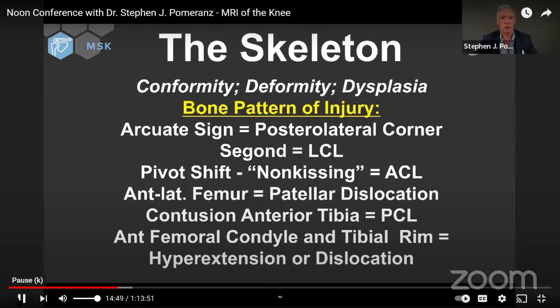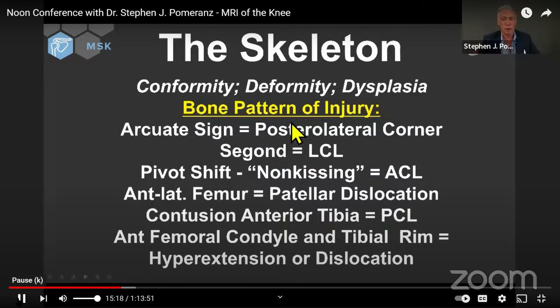And turn our attention to the skeleton. When I look at any joint in the body, the first thing I do, I don't drill into the case right away. I sit back and I look at the shape of the joint. I look for conformity. How does one part of the joint fit into the other? I look for deformities. I look for dysplasias. And I differentiate deformities from dysplasias in that some may be acquired, some may be congenital or developmental.